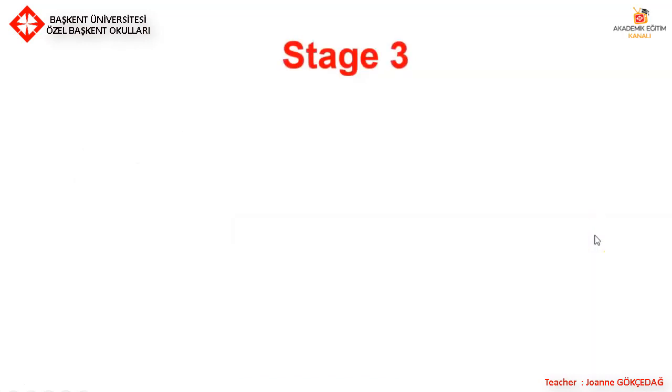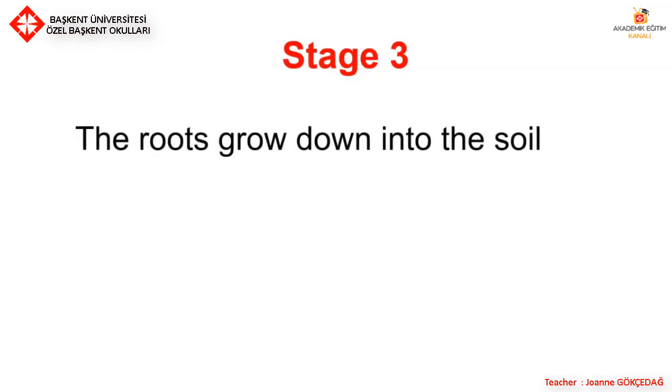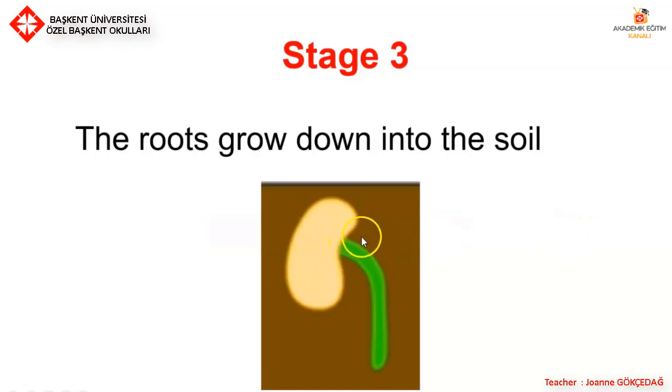Stage 3. The roots grow down into the soil. So the first thing that happens is the root is going to go down. Why? Because it's going to get what it needs. It's going to get water. It's going to get food.